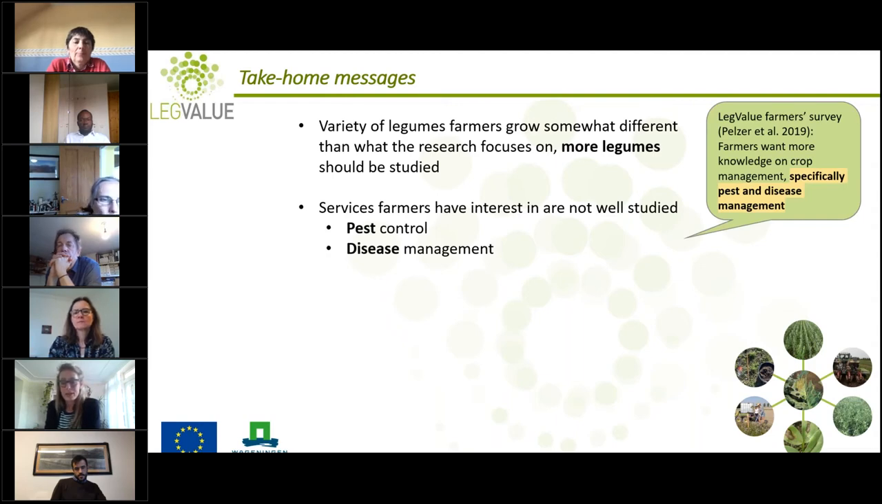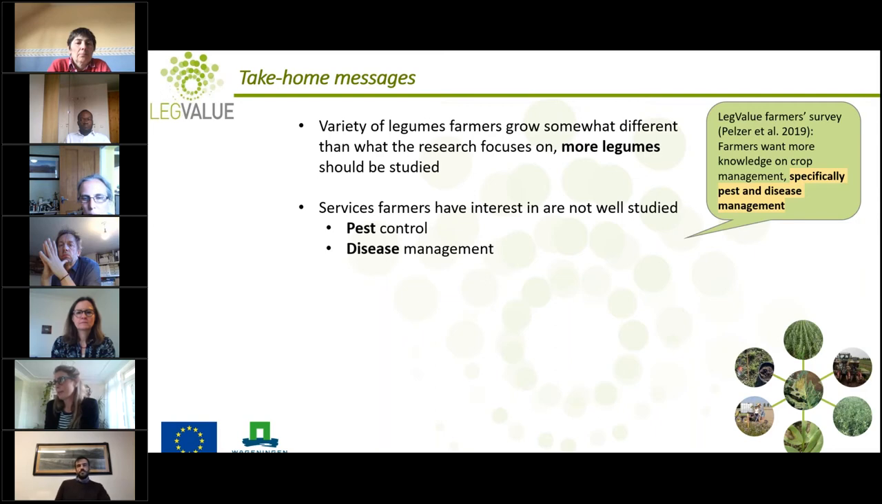The second thing is that there's a huge gap in the literature on the effects of legumes on pest and disease management at the farm level. And recent studies in the Leg Value Project specifically have found that farmers really want this information.